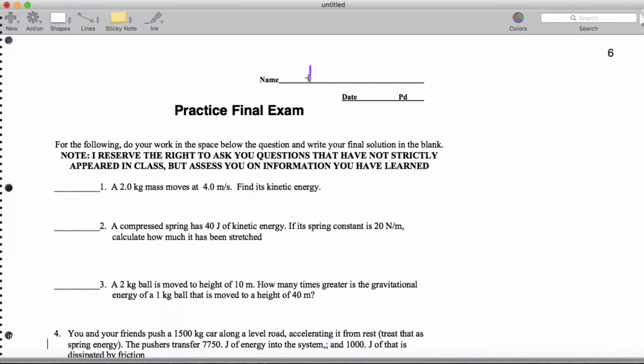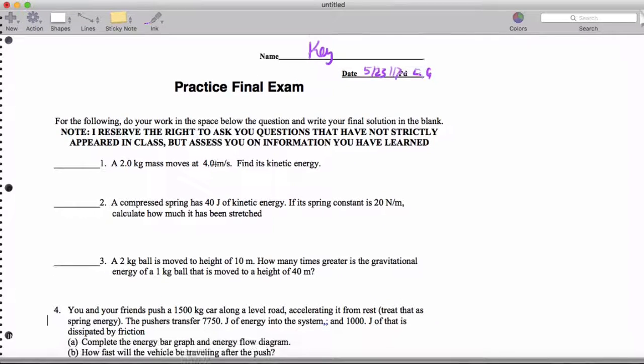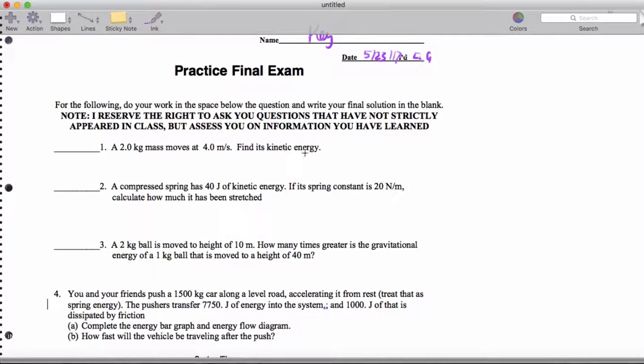So, here's the key, here's the date, and this is for E and G period. So here we go. First of all, let's just be kind of clear. We've got three formulas for energy. The kinetic energy formula, EK, is going to be 1/2 mv squared.